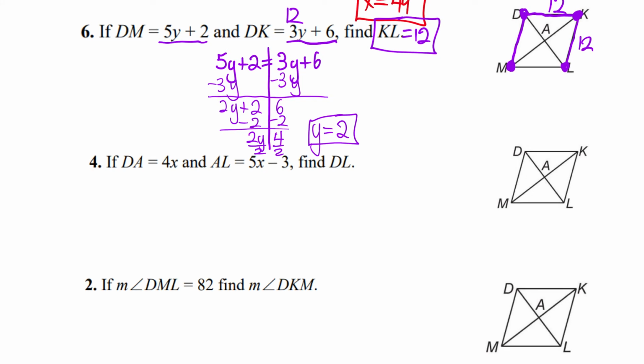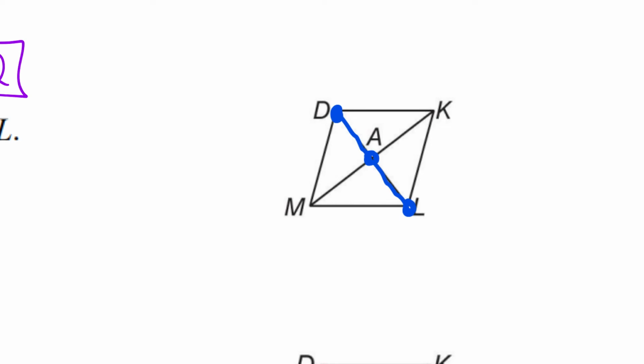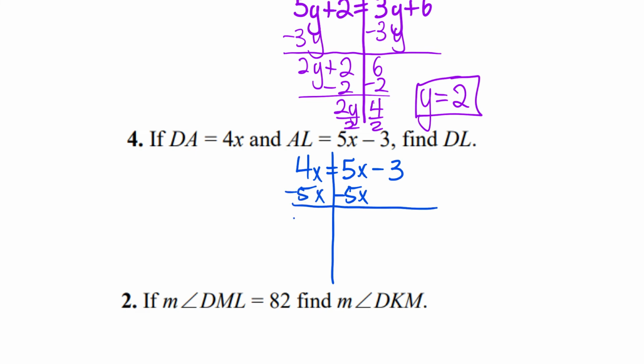All right, next one. On number 4, it says DA is 4x and AL is 5x minus 3. Now, this just goes back to properties of a parallelogram. Remember, in a parallelogram, the diagonals bisect each other. So this piece and this piece are equal to each other. I'm going to set those equal and solve for x. So we have 4x equals 5x minus 3. I'm going to subtract 5x on both sides. Negative 1x equals negative 3, divided by negative 1. So x equals positive 3.